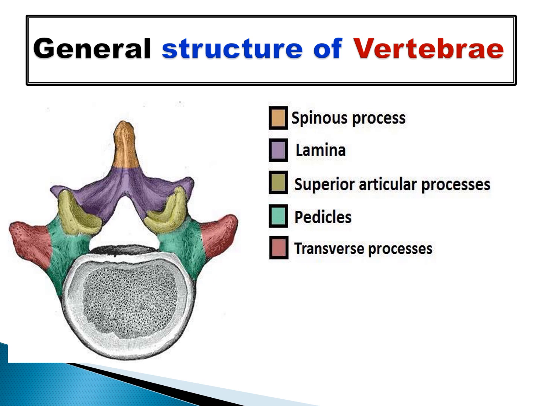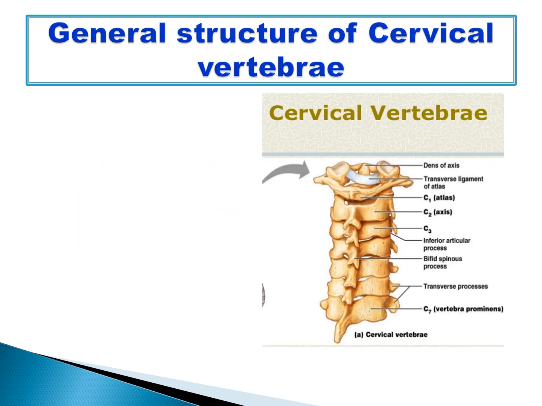So, the general structure of a vertebra, which you have all gone through: it has a body, a single spinous process, a pair of laminae, a pair of superior articular processes, a pair of transverse processes, and pedicles which connect the body with the transverse process. So paired are the laminae and superior articular facets. We also have inferior articular facets, pedicles and transverse processes.